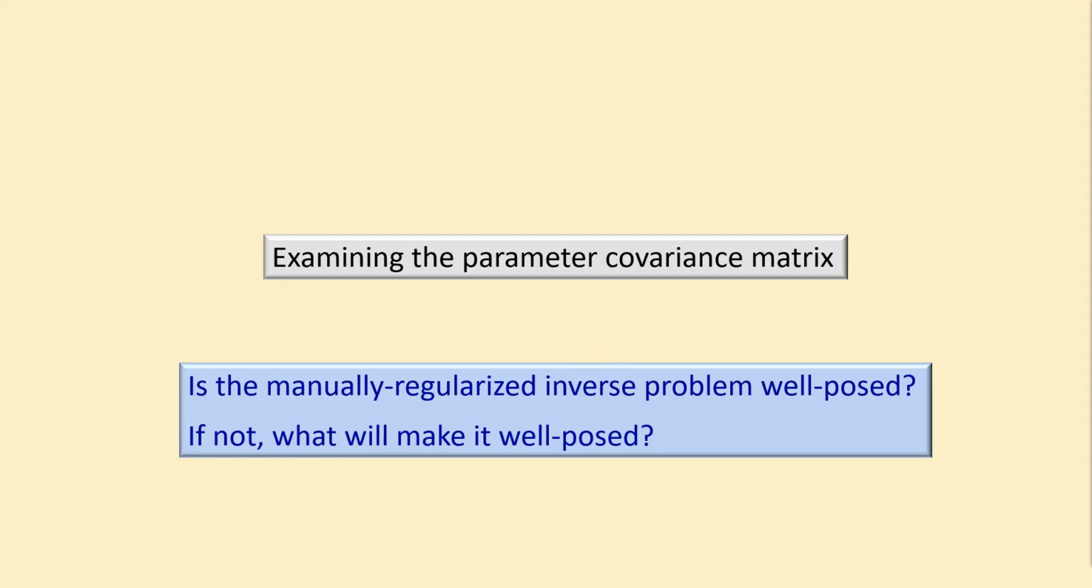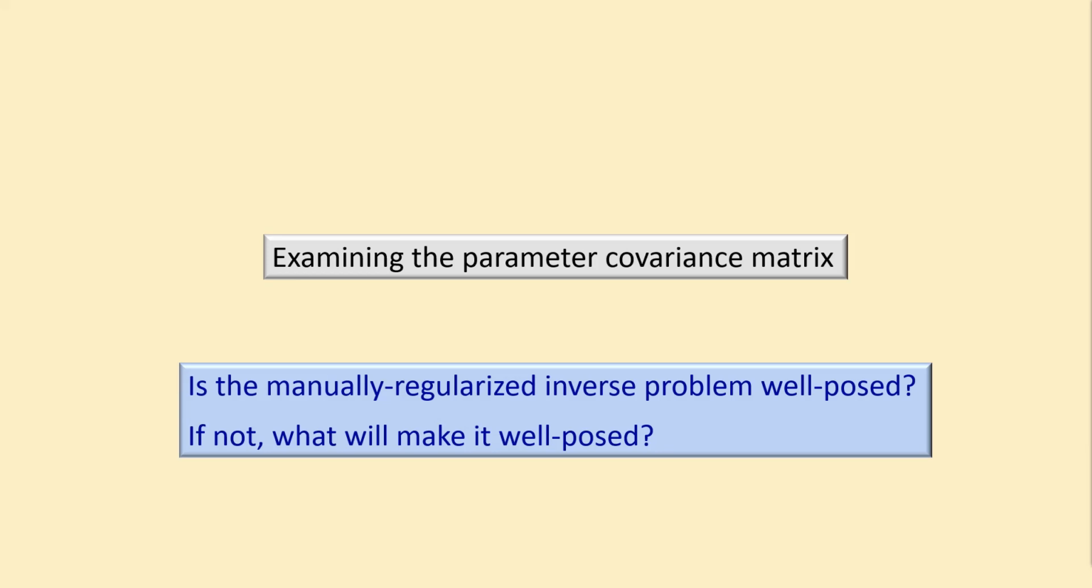I want to talk a little now about the parameter covariance matrix, or the covariance matrix of parameter error, that we can calculate after we've solved the inverse problem. As we've already said, this is only an approximate characterization of the uncertainties of parameters that we've just estimated. However, it has uses other than just characterizing parameter uncertainty. It can tell us a lot about the quality of our manual regularization.